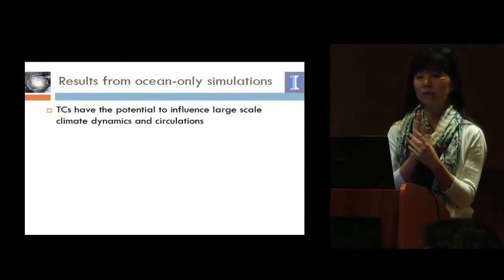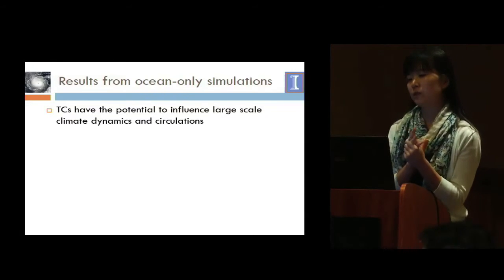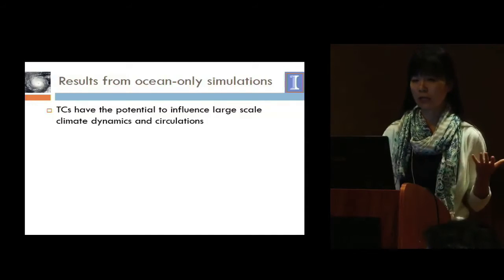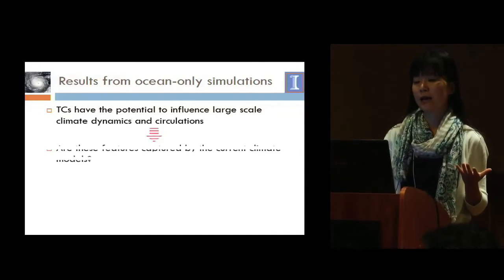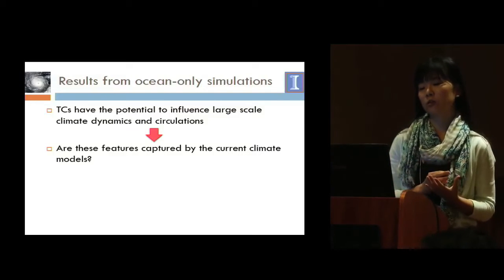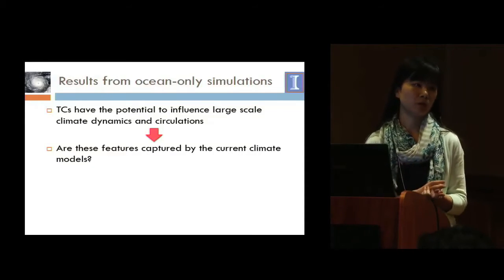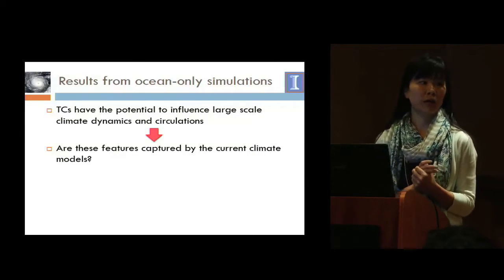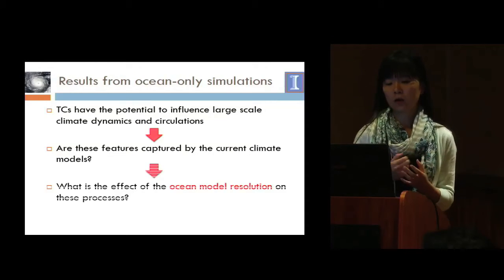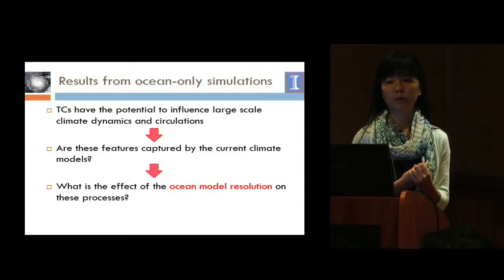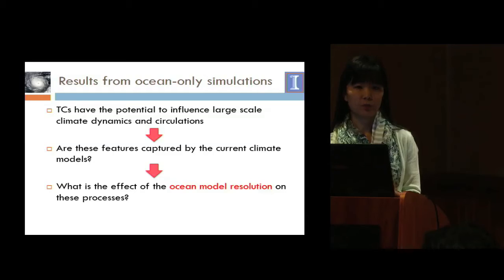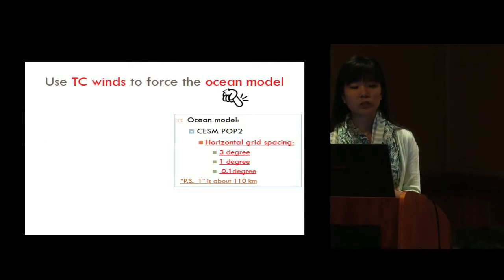We have seen that tropical cyclones have the potential to influence large-scale climate dynamics and circulations, which has important implications for future climate change projections using climate models. And we want to ask, are these features captured by the current climate models? And if not, what are the factors that could affect the model's ability to capture these processes? So in this project, we particularly want to ask, what is the effect of the ocean model resolution on these processes? In order to do that, we use the tropical cyclone winds to force the ocean model.